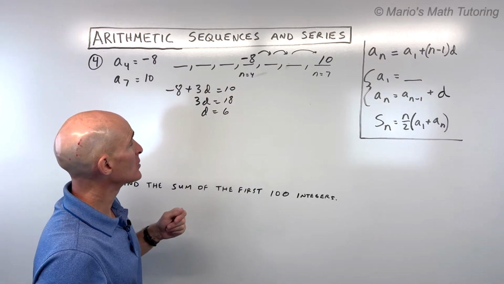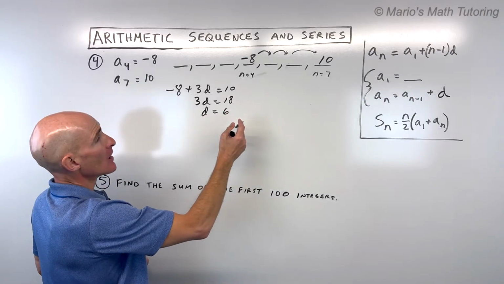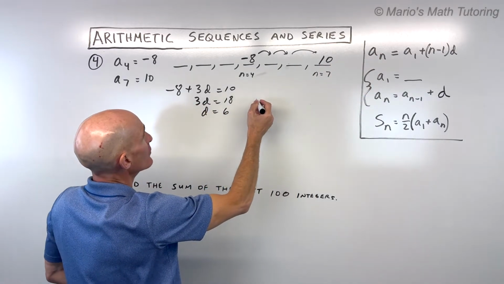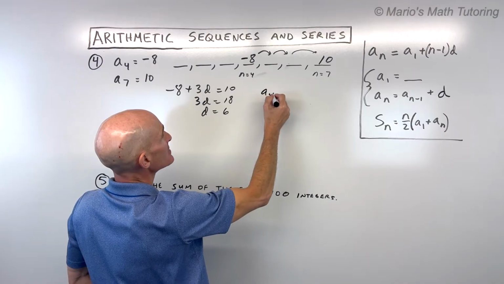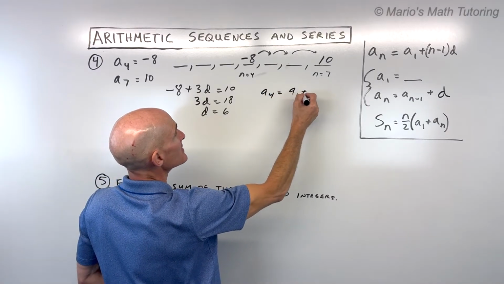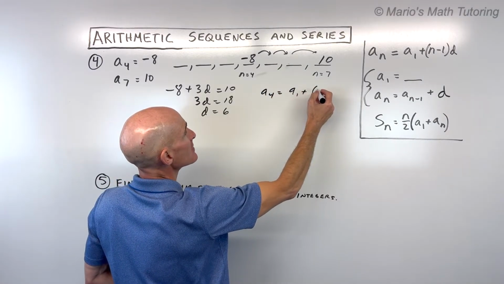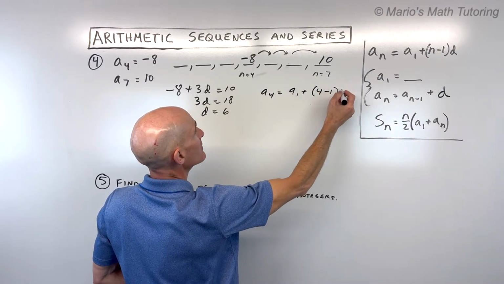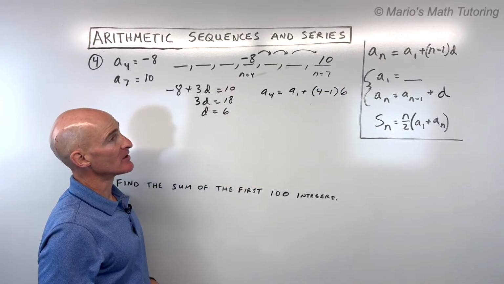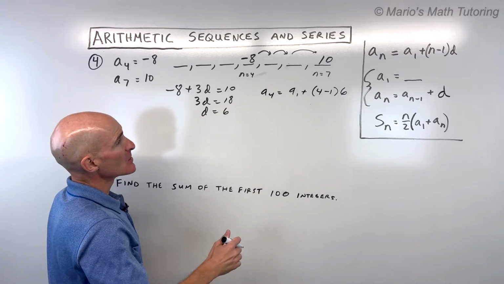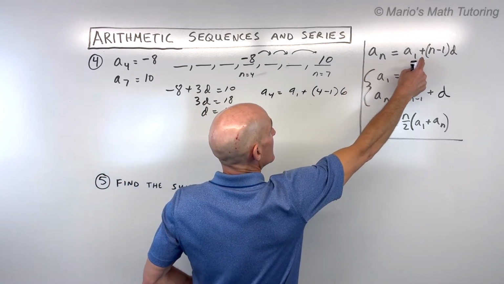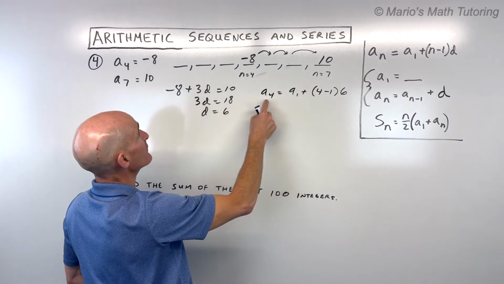So one thing we could do is we could say, let's go to our explicit formula now. The value of the fourth term, so a sub 4 equals a sub 1 plus 4 minus 1 times our common difference d, which is 6. So notice these ends match, okay? So this is our fourth term, this is the value of our fourth term.